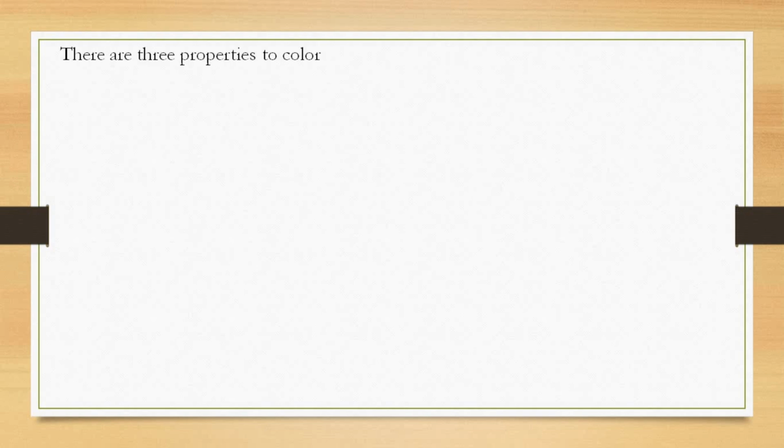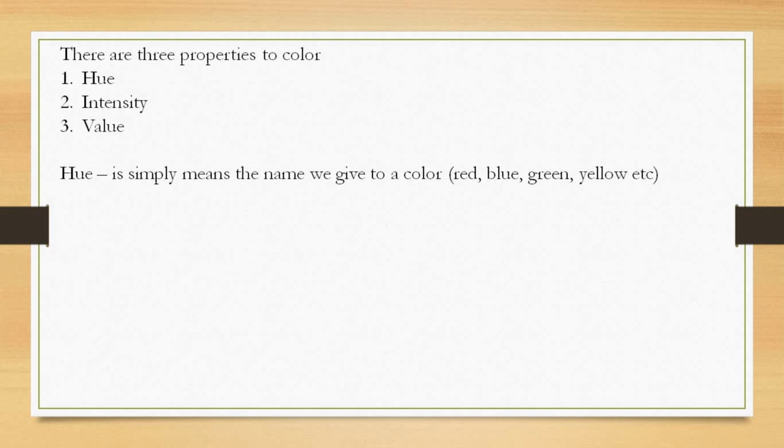There are three properties to colors: hue, intensity and value. So what is hue? It is nothing but the name given to a color. It simply means the name given to a color like red, blue, green, yellow. So that is nothing but hue. The name of the color is nothing but what you say is hue.